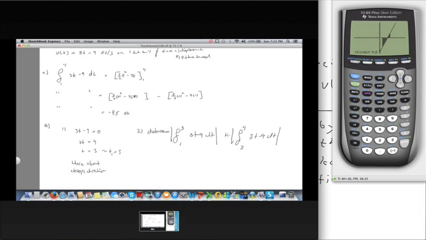Now, the key thing here is we're not saying that the object stopped moving at time 4. We're saying we're going to stop the problem at time 4. We want to know what its distance and displacement were between 1 second and 4 seconds. It might have been moving before 1 second, and it might have been moving after 4 seconds.